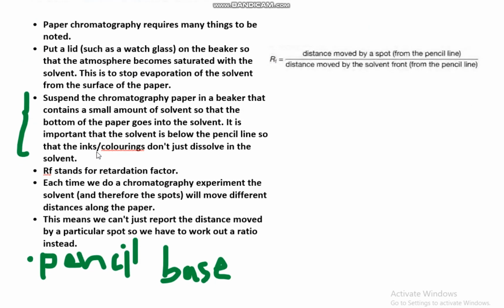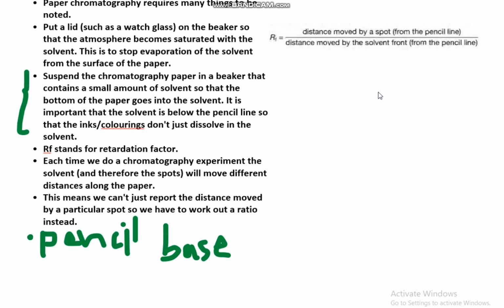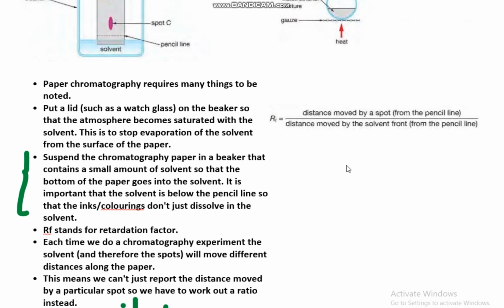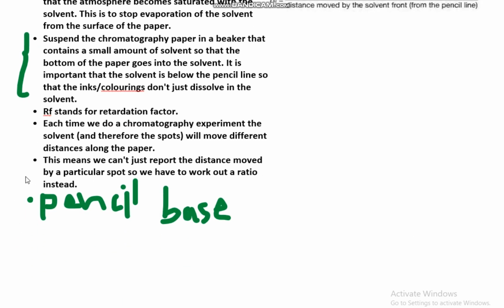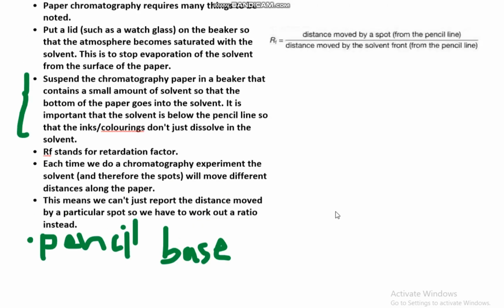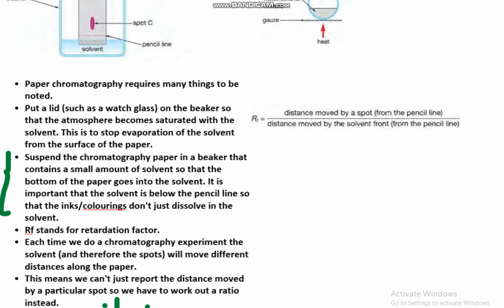And then we have the retardation factor, which stands as RF. It is the distance moved by a spot from the pencil line, divided by the distance moved by the solvent front from the pencil line. Each time we do a chromatography experiment, the solvent and the spots will move different distances along the paper. This means we can't just report the distance moved by a particular spot, so we have to work out a ratio, which is known as RF, and the pencil line should also be noted.